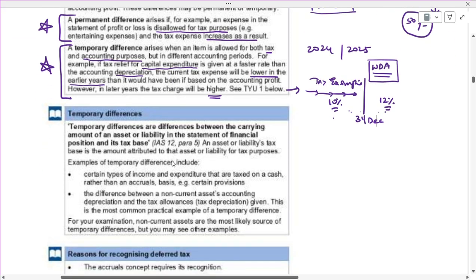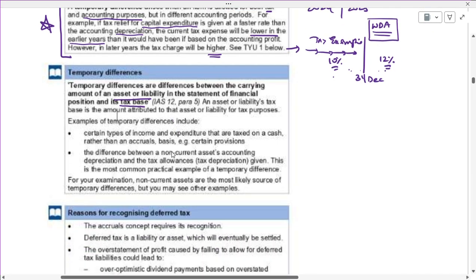Temporary difference is the difference between the carrying amount of the asset or liability in the statement of financial position and its tax base. We have to calculate the temporary difference whenever a question is given on this topic. Slowly you will understand as we go step by step, and by the time we reach the last exercise we will have very clear things.